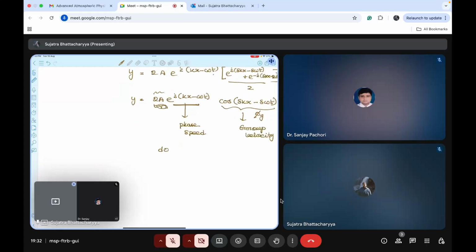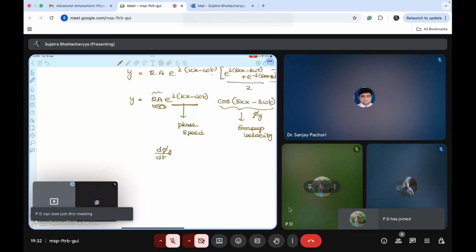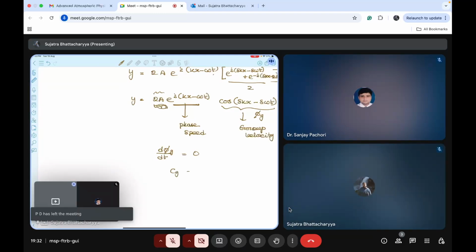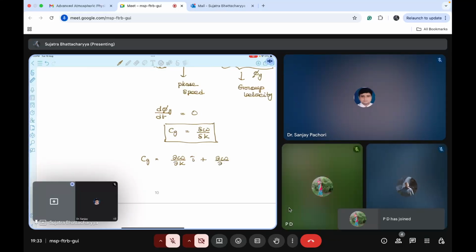So we will say d phi g by dt. See, the phase is not changing with time, but your wave, the group of waves, is propagating. So put that equal to 0, and you will get an expression of Cg as delta omega by delta k. The change in omega to that of the change in the wave number. This is your group velocity. Okay, and this can be written as delta omega by delta k i hat plus delta omega by delta l j hat and delta omega by delta m k hat. So this is the group velocity.